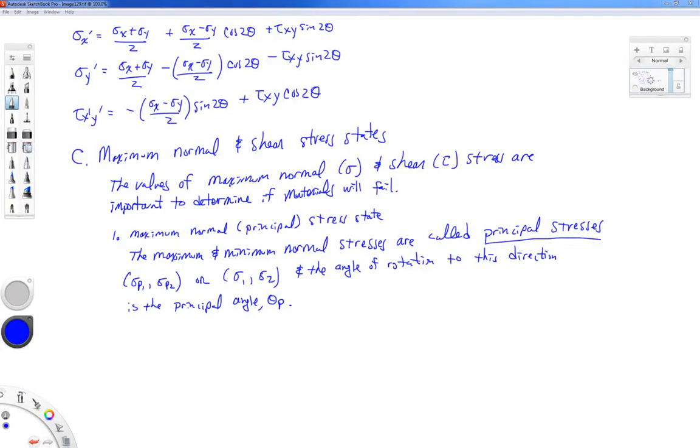All right, in the last lecture I mentioned we were going to start on Mohr circle, but actually we have something else we need to do first. We need to talk about something called the maximum normal stress state and the maximum shearing stress state.